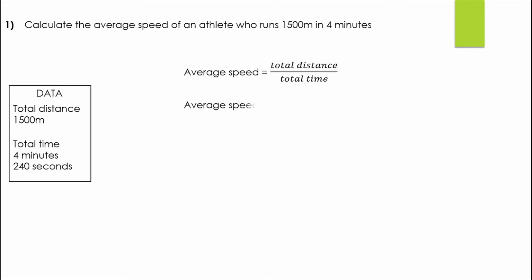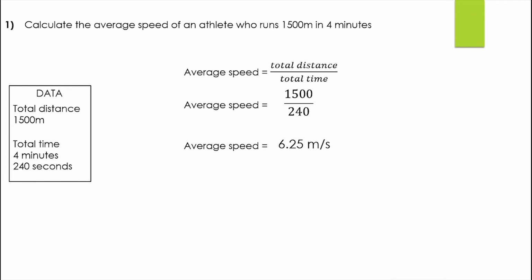So average speed will be equal to 1,500 divided by 240. If we punch this into a calculator, we find the average speed, which is equal to 6.25 meters per second. This simply means the athlete was moving at around 6.25 meters per second throughout the journey.